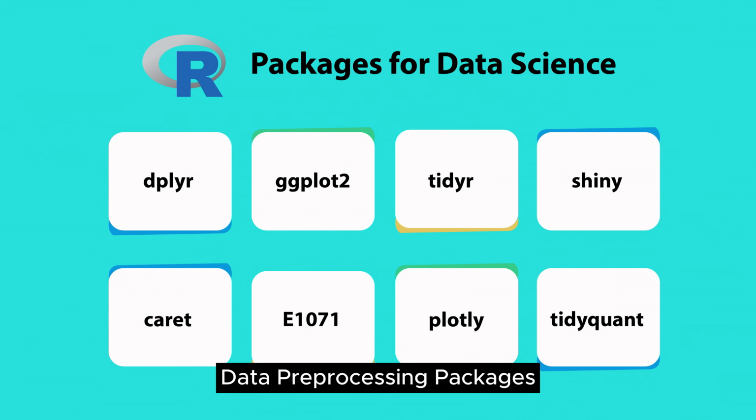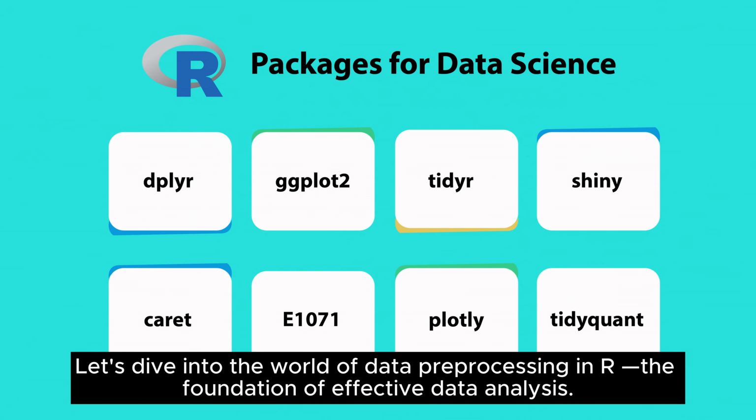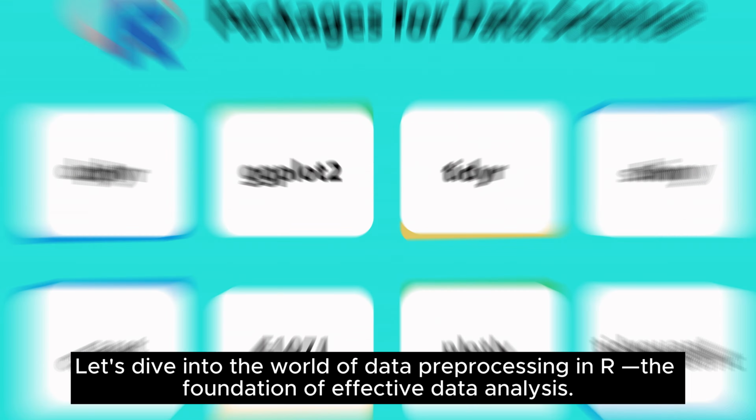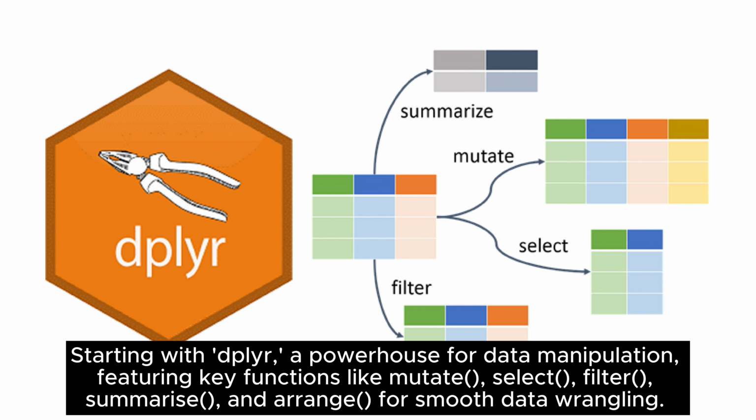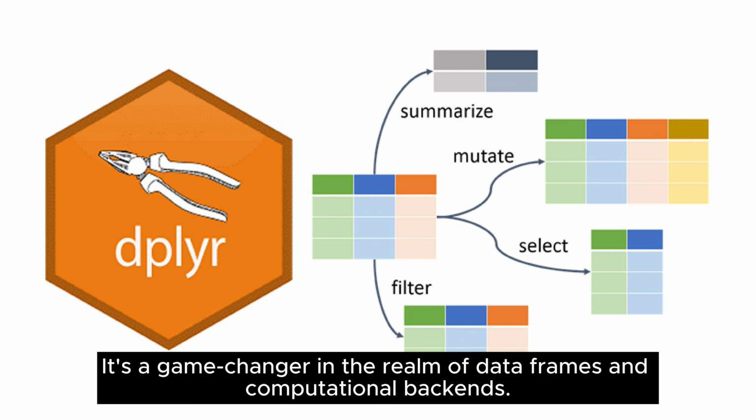Data pre-processing packages. Let's dive into the world of data pre-processing in R, the foundation of effective data analysis. Starting with dplyr, a powerhouse for data manipulation, featuring key functions like mutate, select, filter, summarize, and arrange for smooth data wrangling. It's a game changer in the realm of data frames and computational backends.